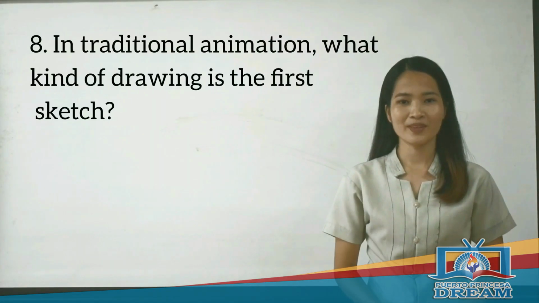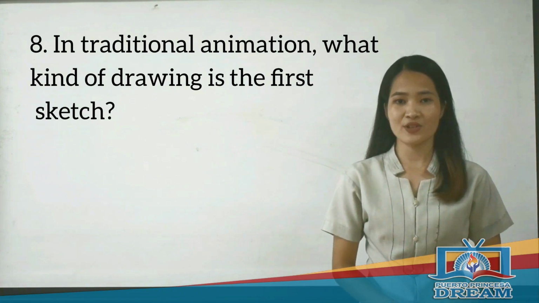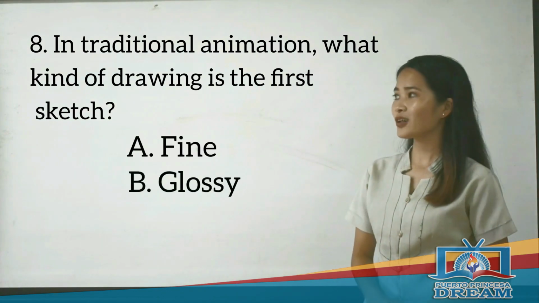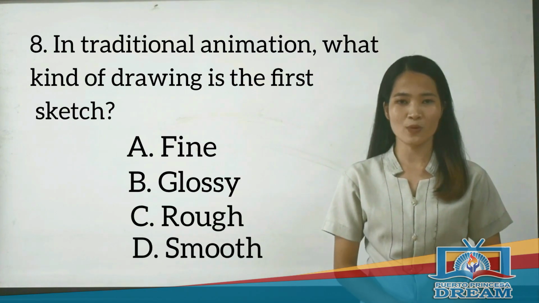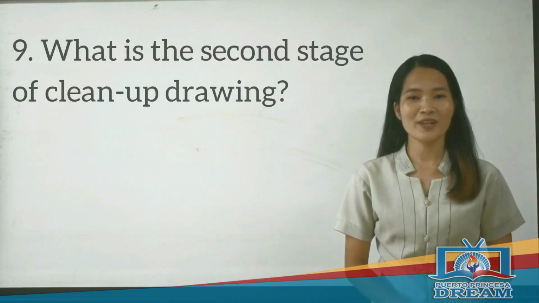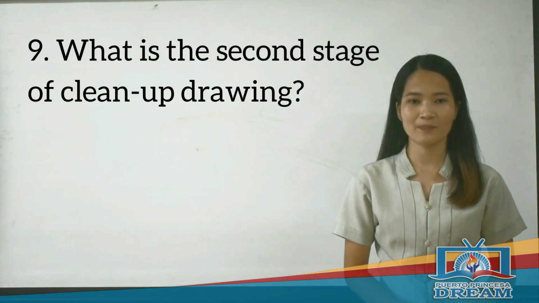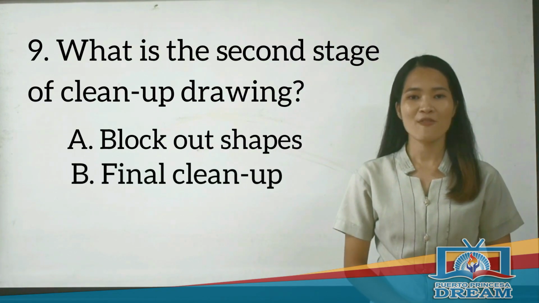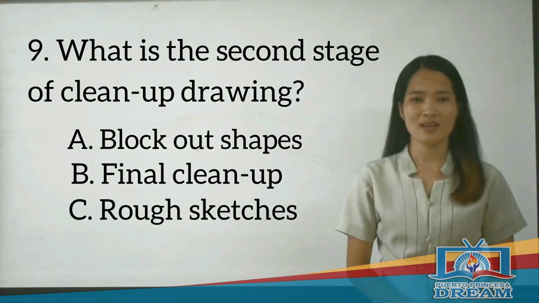Number 8. In traditional animation, what kind of drawing is the first sketch? A. Fine. B. Glossy. C. Rough. D. Smooth. Number 9. What is the second stage of cleanup drawing? A. Blackout shapes. B. Final cleanup. C. Rough sketches. And D. Smooth sketches.